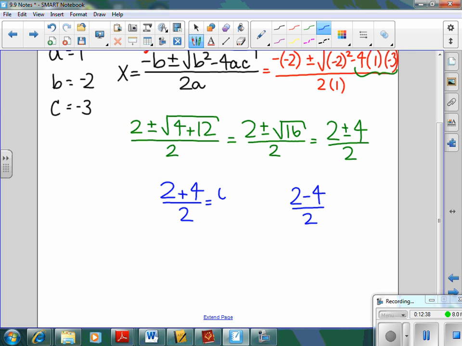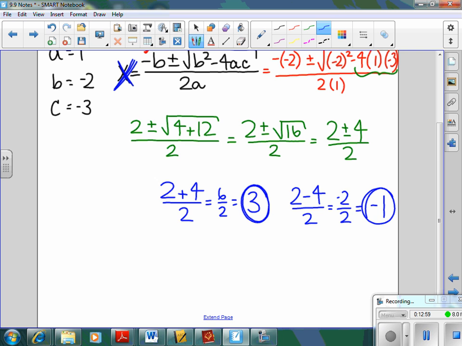2 plus 4 is going to give me 6. 6 over 2 is just 3. So there's one solution that x equals. Remember, all of this is what x equals. And then if I do this one, I get negative 2 on the top divided by 2, which is negative 1. So another solution for x.